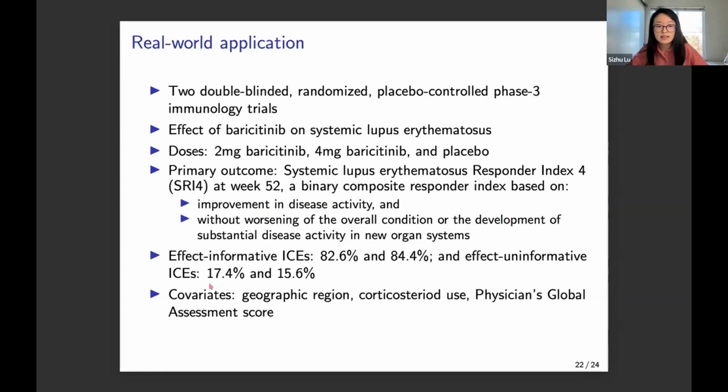The classification of our intercurrent events was into effect informative and effect uninformative. A relatively large proportion of them were effect informative. The classification is based on knowledge. So we are going to use these three pretreatment covariates to estimate the nuisance.